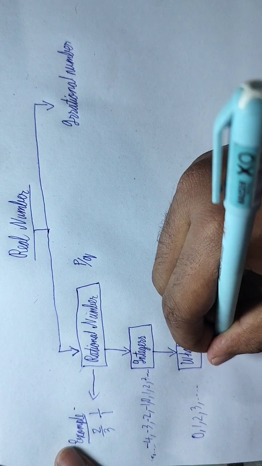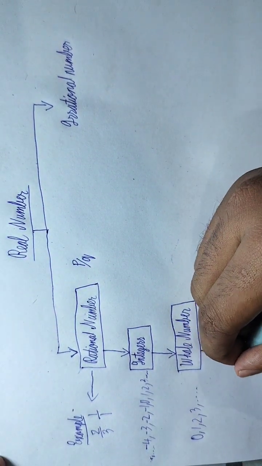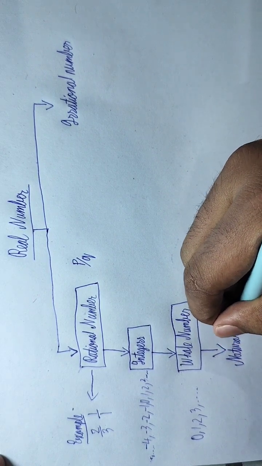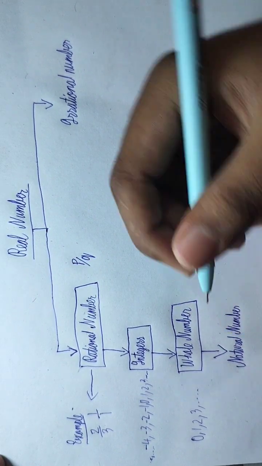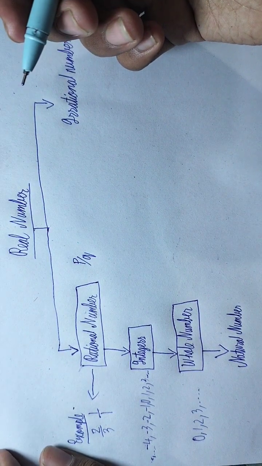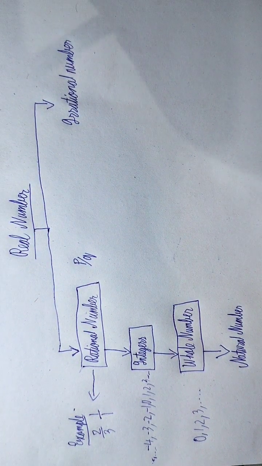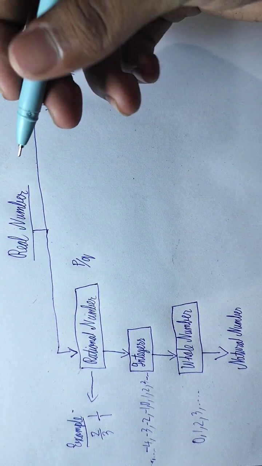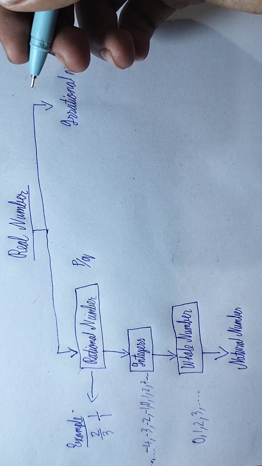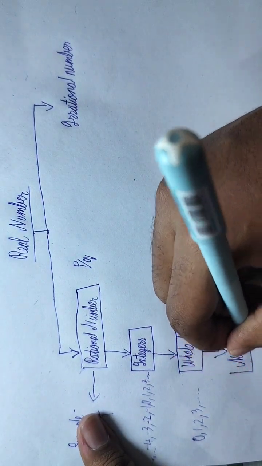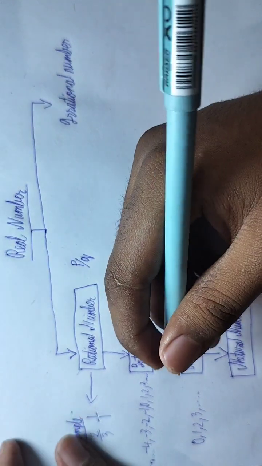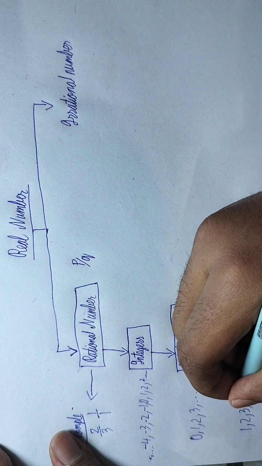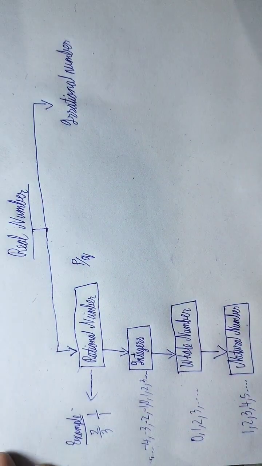Then comes natural number. Natural number is also known as counting numbers, means a number which we can count is known as counting number or natural number. It is normally 1, 2, 3, 4, 5, dot dot dot.